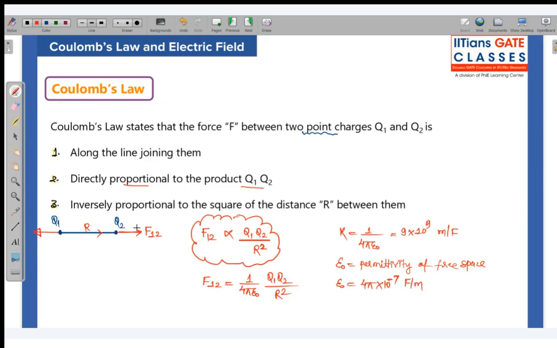And from the basics of vectors, we know that to represent the direction of force, we use the unit vector. The unit vector tells us the direction of force. So we will write the vector form of Coulomb's law so that we will be able to determine the direction of the force. And the charges here are static in nature. That means they will be at rest. The charges are not moving.